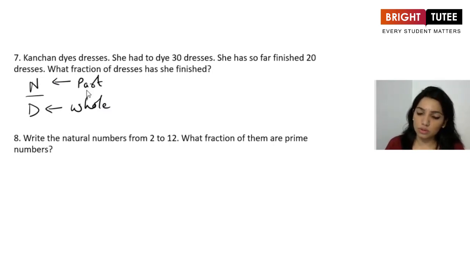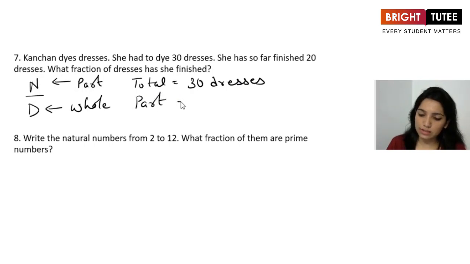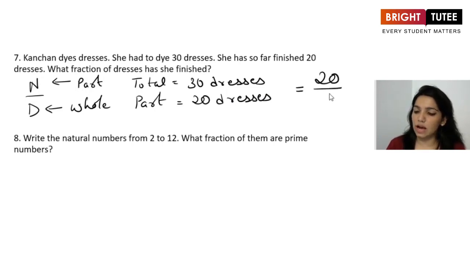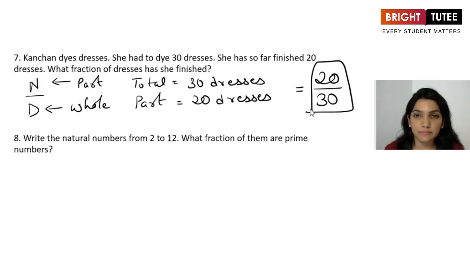So how many total dresses are there? The total that we have here is 30 dresses. Am I right? And out of this, what is the part that she has dyed? She has finished 20 dresses. So what is the fraction? The fraction comes out to be 20 out of 30 dresses she has completed. Okay. Moving to the next one.